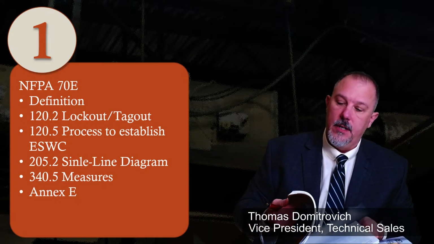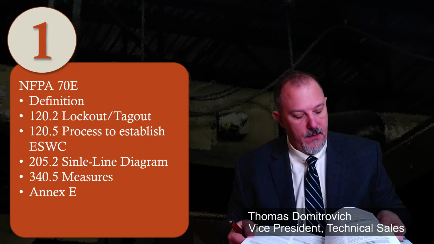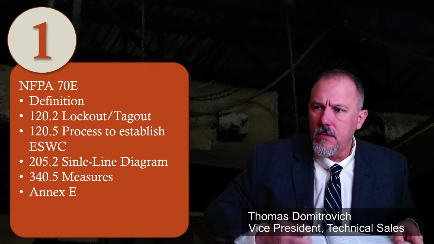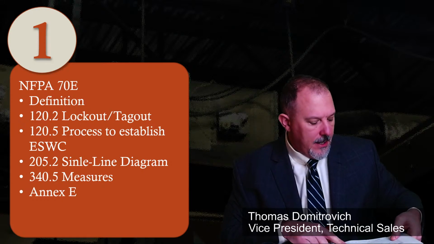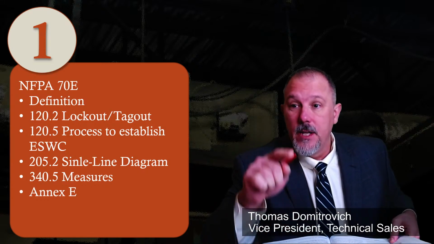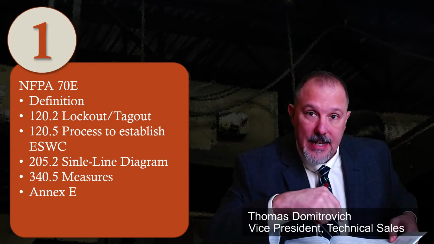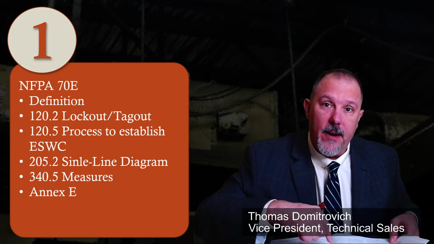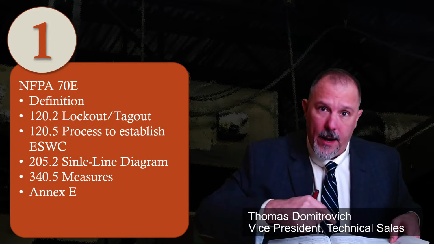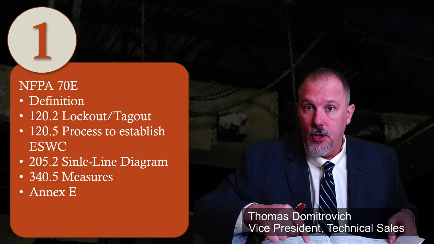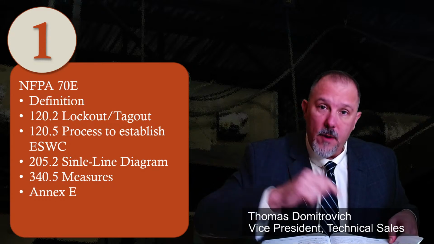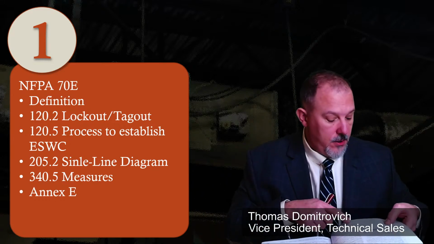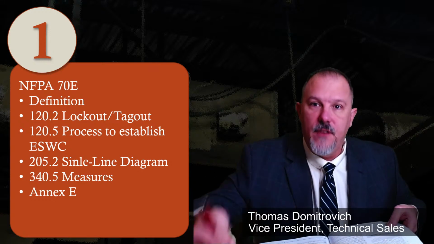Chapter 2, Article 205 is general maintenance requirements. General maintenance requirements tells us a single line diagram, where provided for the electrical system, shall be maintained in a legible condition and shall be kept current. So here's the thought. Nowhere in 70E does it say you shall have a single line diagram. Every reference says, like this says in 205.2, a single line diagram where provided.